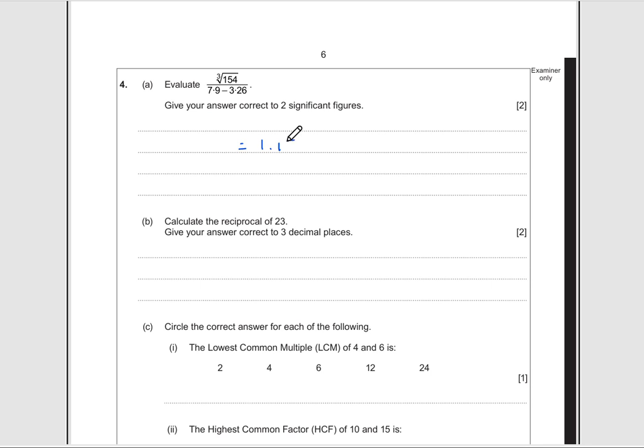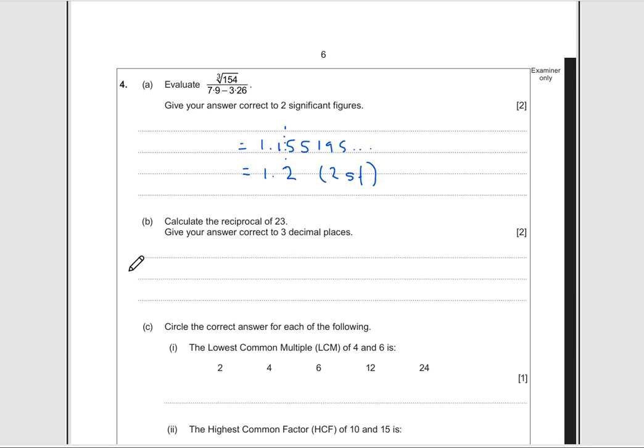So let's write that down and then we'll round it. So 1.155 and so on. So two significant figures. Just be a little bit careful here. It's different to two decimal places. So this is my first significant figure. Second one, that's the cutoff. This 5 here means that it's going to round to 1.2. Two significant figures.